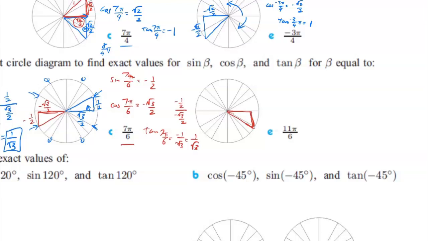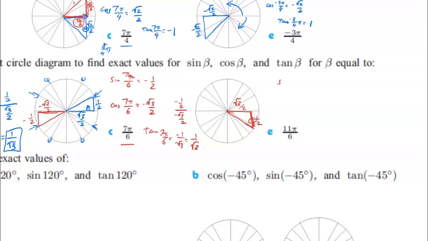this red triangle. The sides, of course, the short side would be 1/2 long. The longer side would be square root of 3 over 2 long. Square root of 3 over 2 would be positive because it points to the right, and 1/2 points down, so that would be negative 1/2, right?